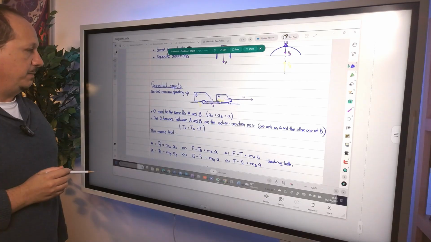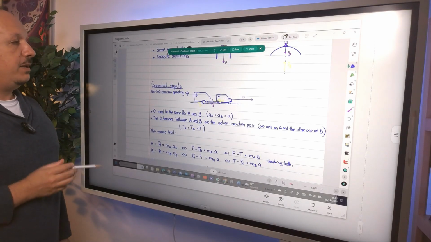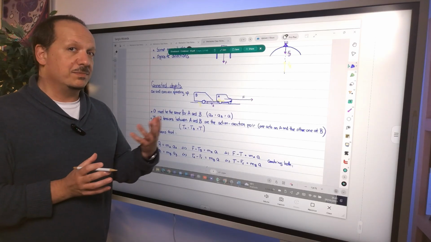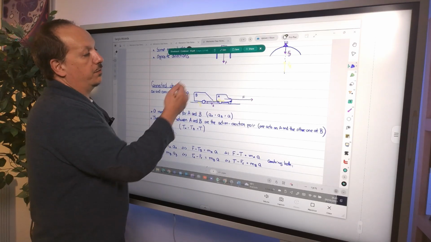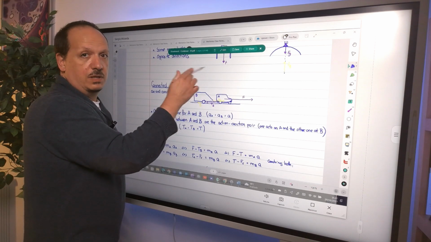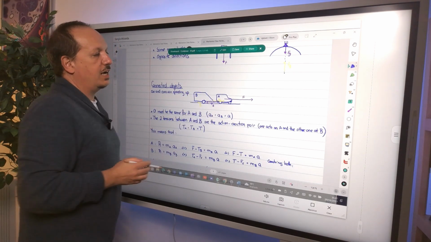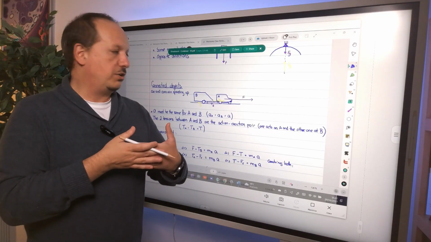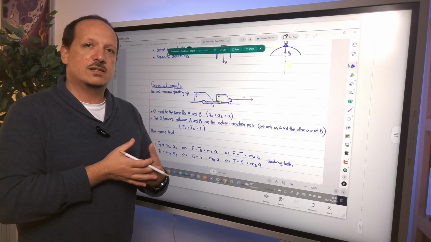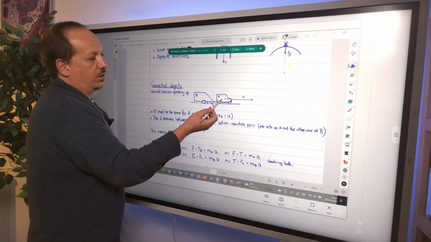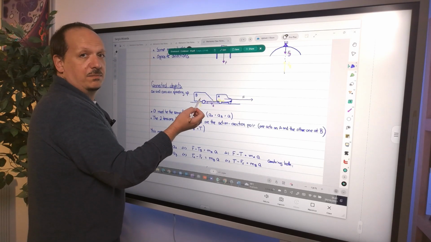Okay? And another thing that you need to know is that for the purpose of solving exercises, sometimes it's convenient for you to think of this as a single object. And if you think of this as a single object, then these tensions are going to be interior or inside forces that you can neglect. You just consider this as a single object with a mass of this plus that, all right?